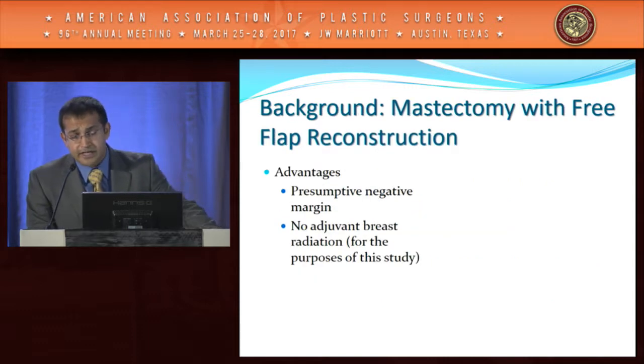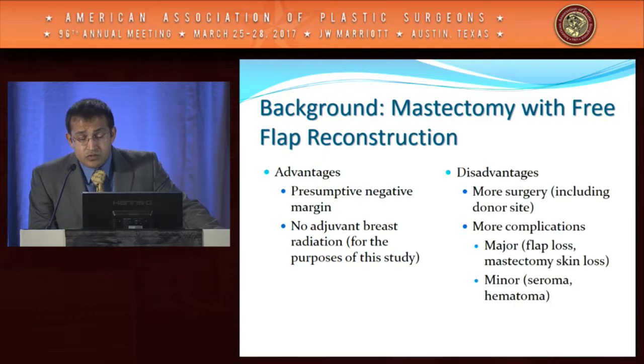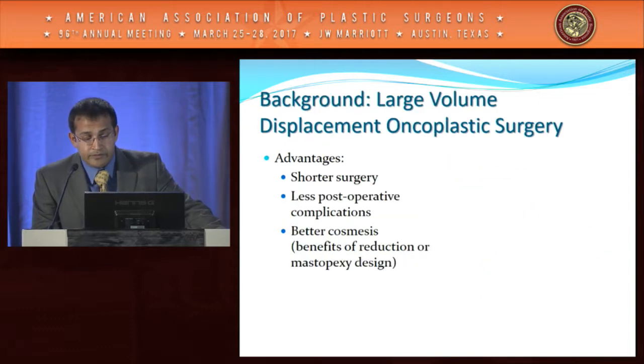Now, compared to oncoplastic surgery, mastectomy and free flap reconstruction has advantages. One advantage would be, with the mastectomy, presumptive negative margins and no adjuvant breast radiation in many cases. The disadvantages would be more surgery, including the donor site, more complications with major flap loss and mastectomy skin loss, and minor complications including seroma and hematoma.